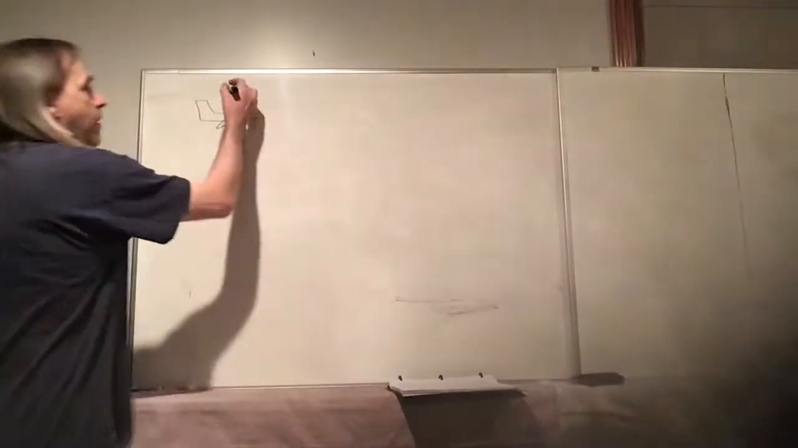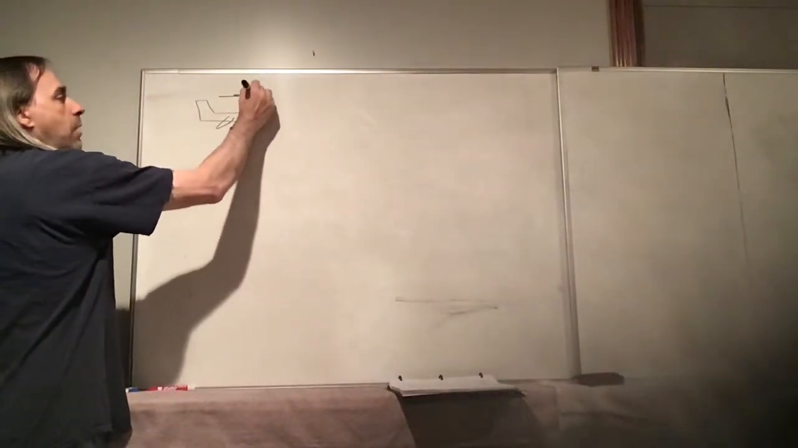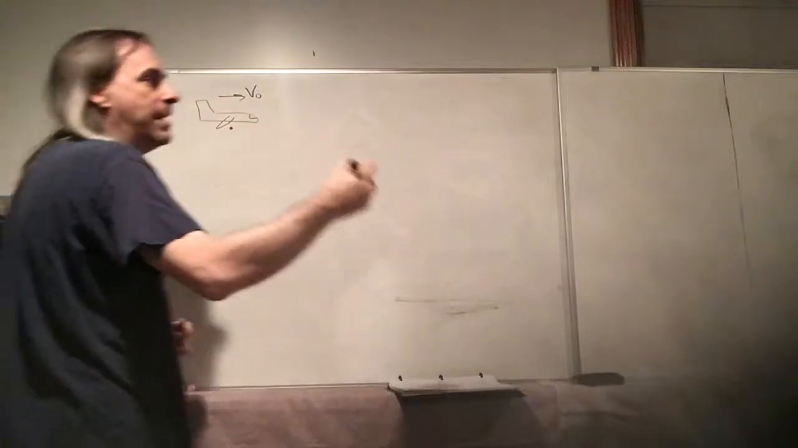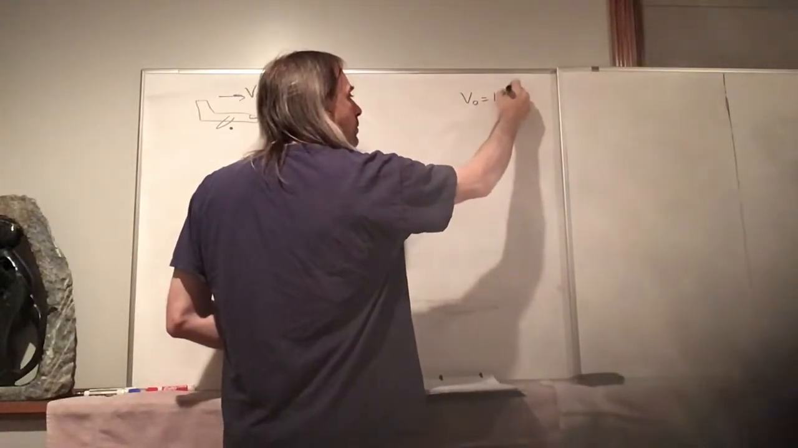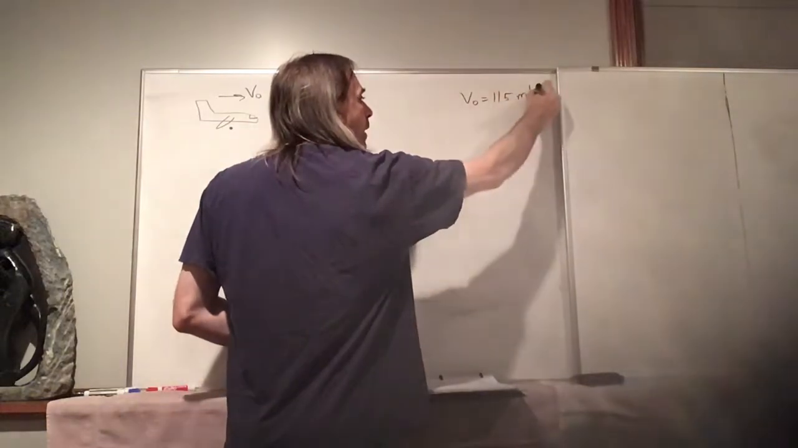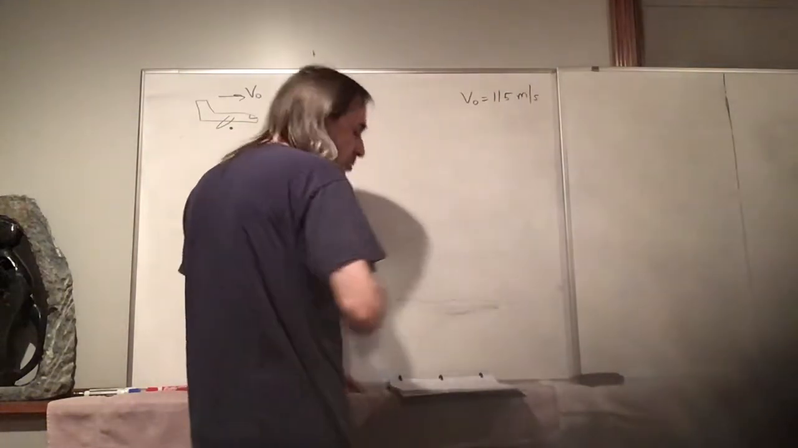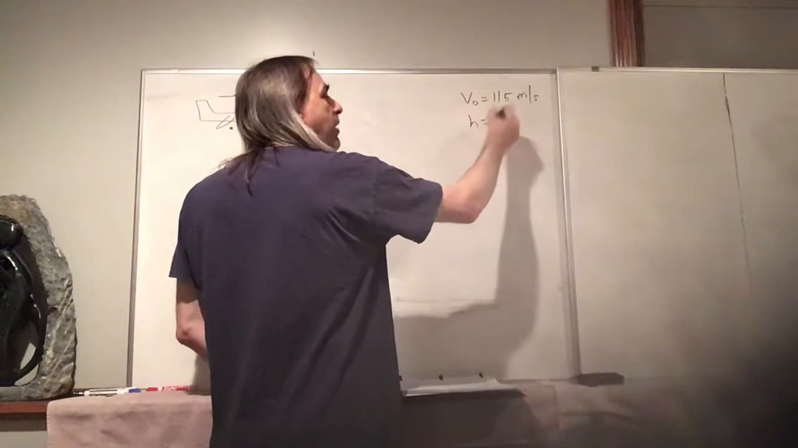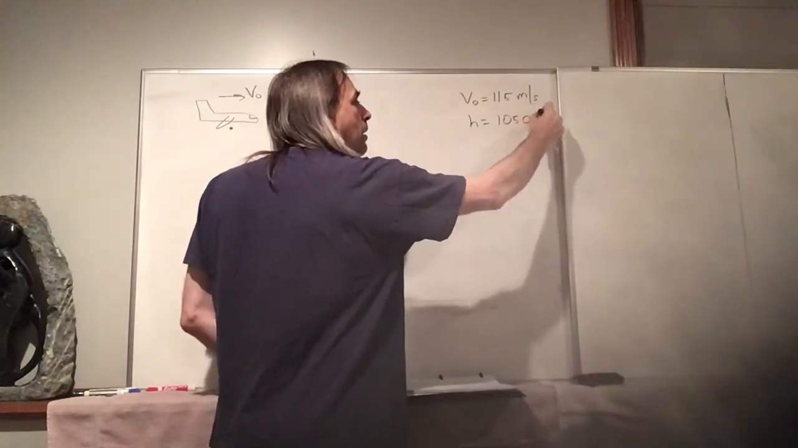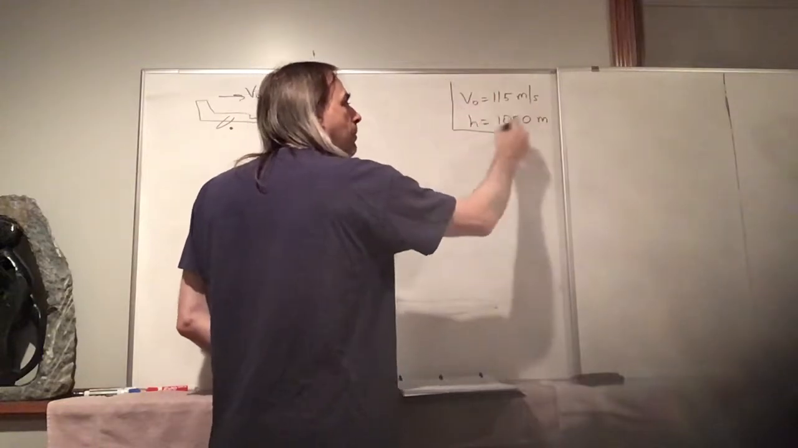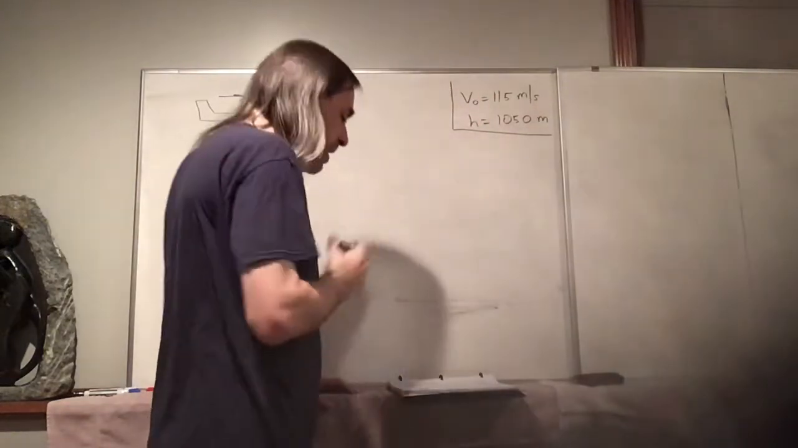So to start out with, the plane is moving, we'll call that velocity v naught. So that was 115 meters per second. And let's say it's moving at a height of 1,050 meters above the ground. And it drops a care package.